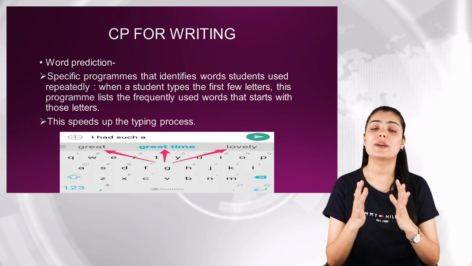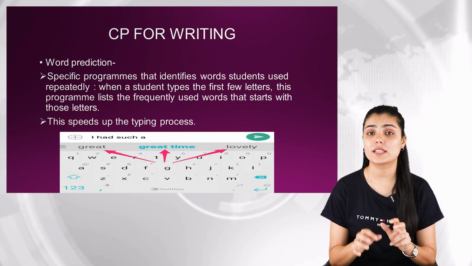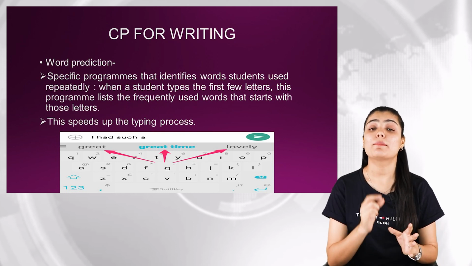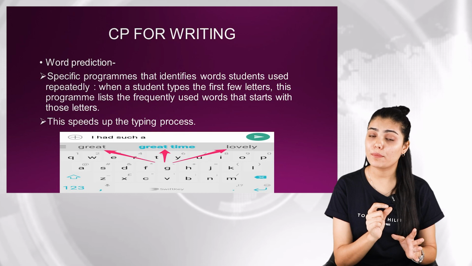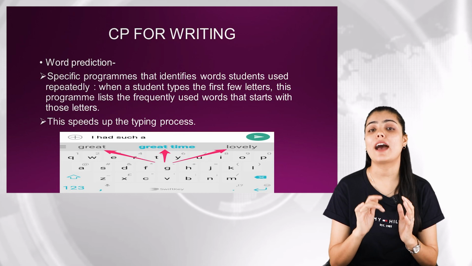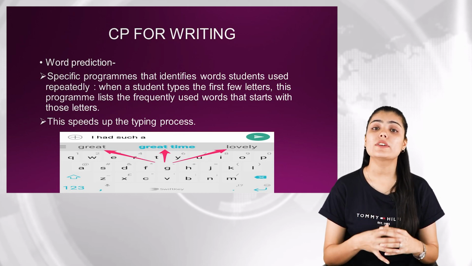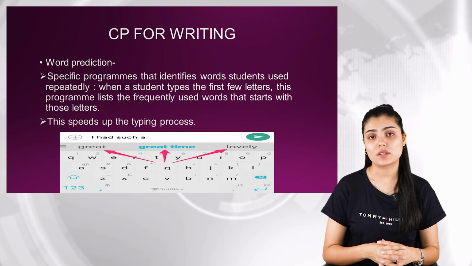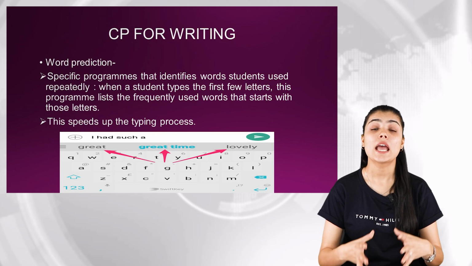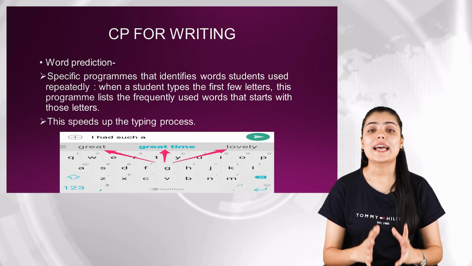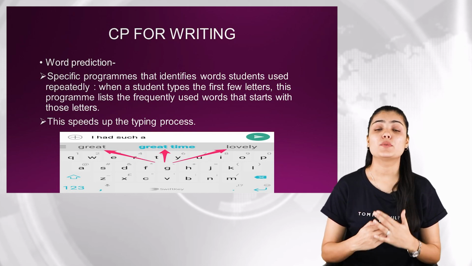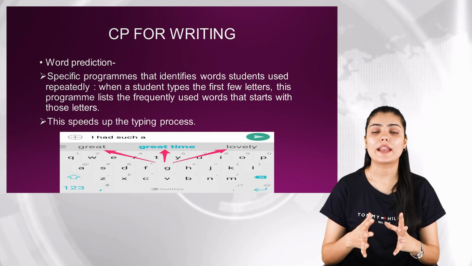You might have noticed that when you type the initial few letters of a word, a word prediction pops up. It includes the word that might start with that particular alphabet and suggests it. If we click on that word, it directly types. We do not have to type the entire word. These are specific programs available in the computer which predict the word that is repeatedly used by the user. Because of this program, the time we use for typing a particular sentence becomes much shorter and it speeds up the typing process of an individual.